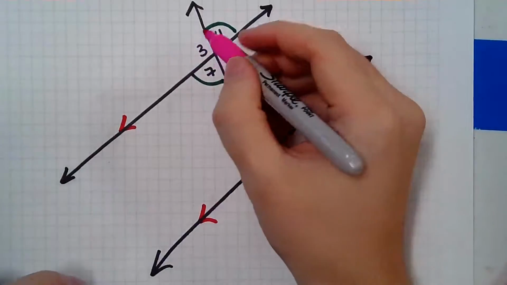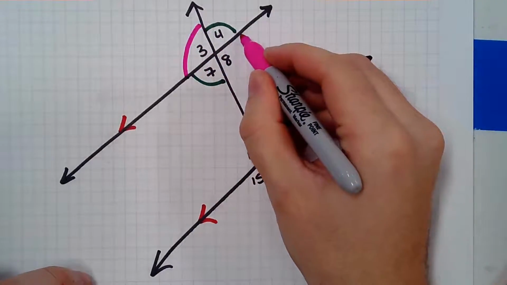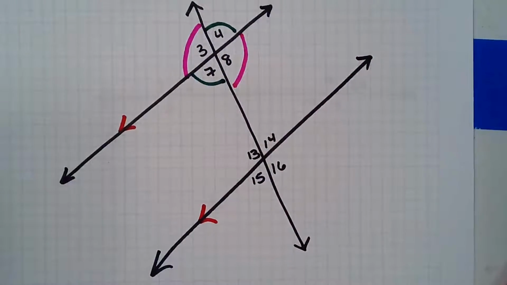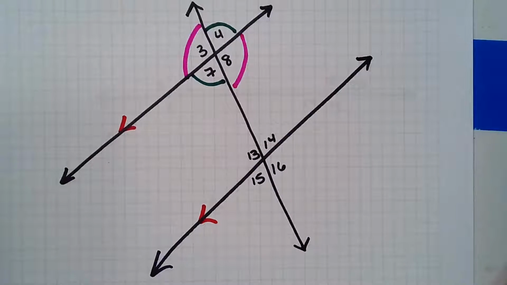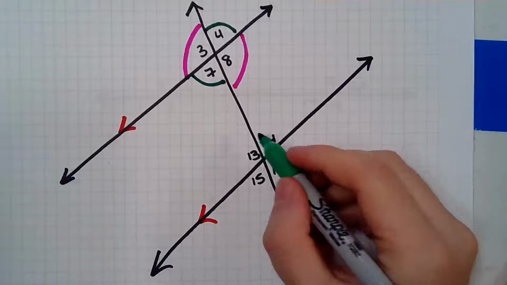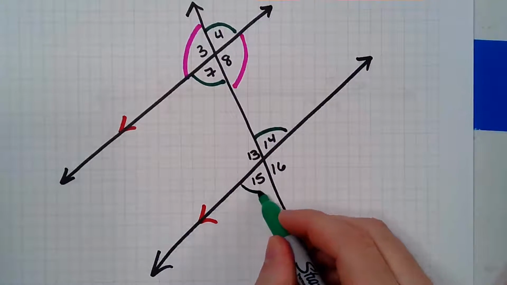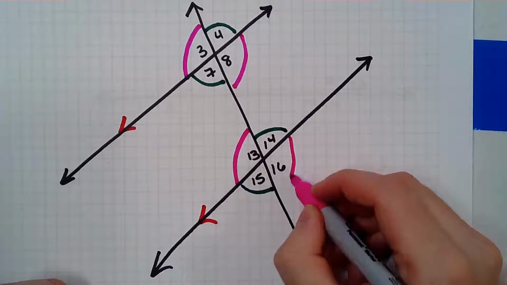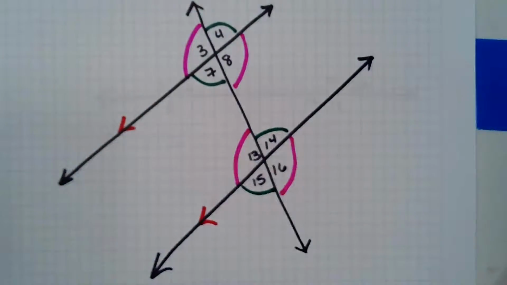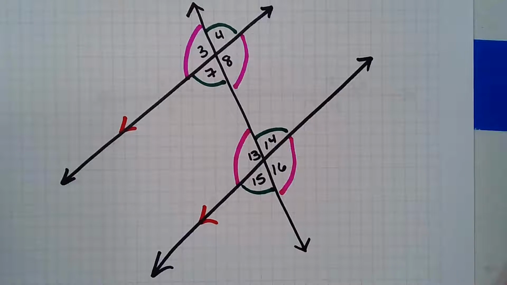No. So I've got to use a different color, right? 3 and 8. 4 and 14? 4 and 14 are congruent, but not because it's vertical, right? 14 and 15 are congruent. Now, they will be congruent to 4 and 7, so I'm going to use the same color. And 13 to 16 are congruent, right? And that's by vertical angles. How do I know that 4 and 14 are congruent, though? They're on the same side. They are. What do we call that?